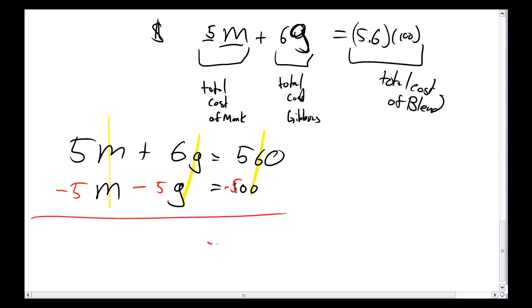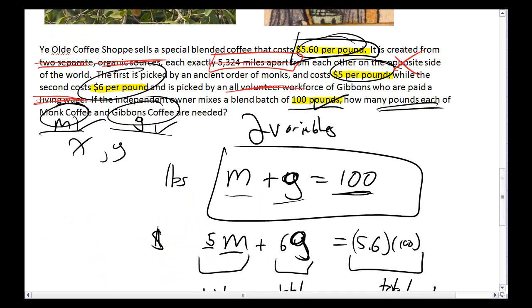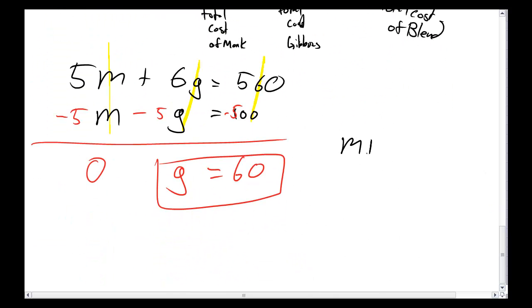And when I do that, I get this. 560 minus 500 leaves me with 60. 5m minus 5m leaves me with 0. And 6 minus 5 leaves me with just g. So g equals 60. Then I take this information, I plug it back in my original equation, and I get m plus 60 equals 100. So I know that m has to equal 100 minus 60, which equals 40.